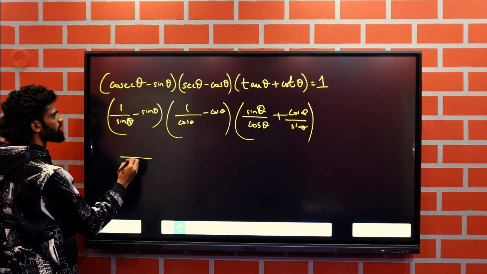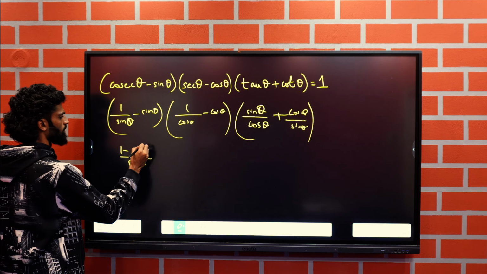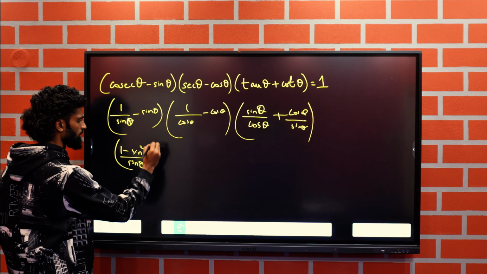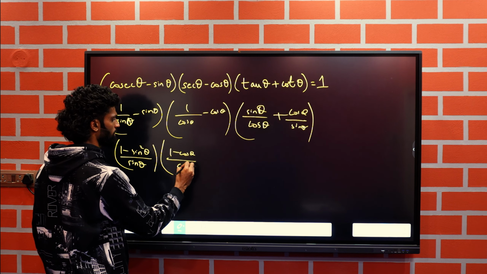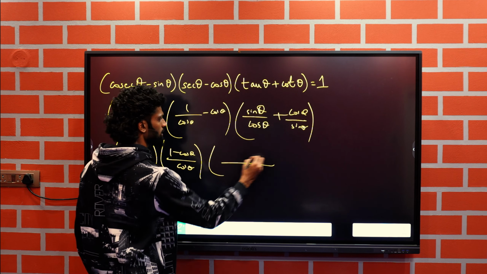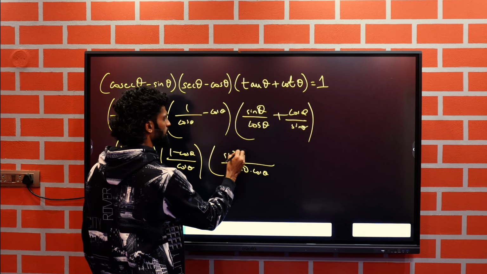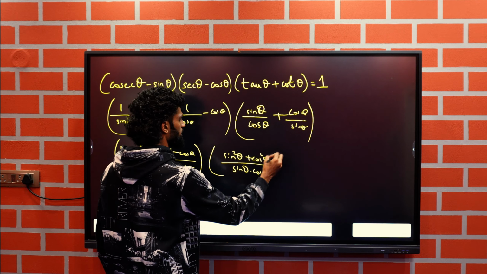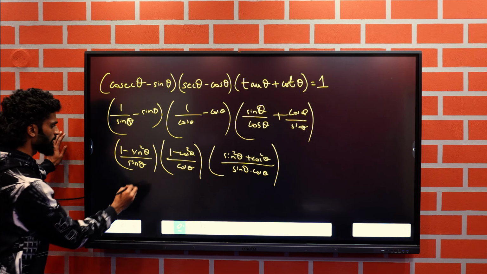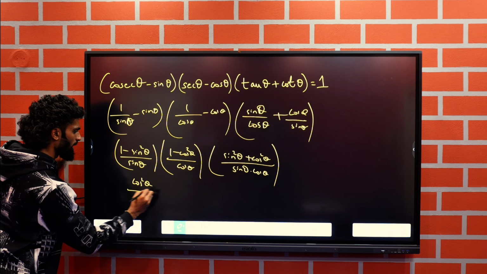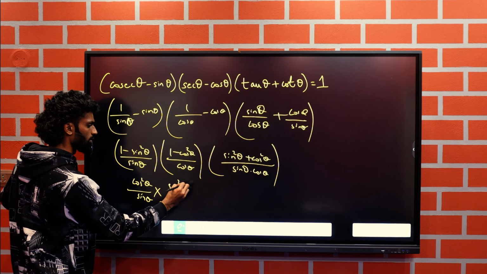I take LCM. So the LCM becomes sin theta, and it becomes 1 minus sin square. Okay, here, careful, becomes 1 minus cos square. Here it becomes sin theta into cos theta by sin square theta plus cos square theta. Now see the amount of changes we'll be making here. 1 minus sin square is cos square, careful, by sin theta as it is. I take off the bracket and put it into. 1 minus cos square is sin square by cos theta.